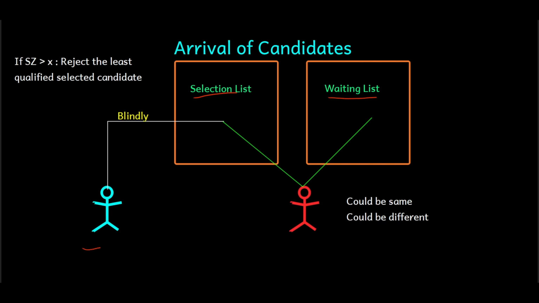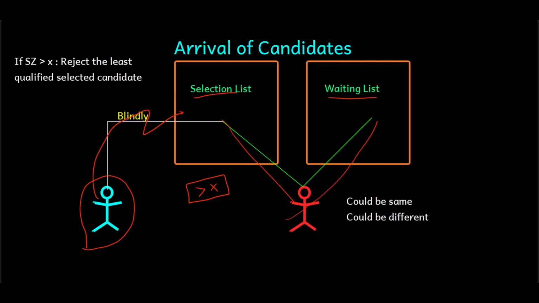Now, once a new candidate arrives, instead of doing manual case analysis, what you can do is you can blindly select this candidate, that is, add this candidate's name in the selection list. Now if the selection list size has grown to more than x, that is, if the number of candidates that you have selected is more than the number of vacant positions that you have, then you can simply reject the least qualified candidate from this selection list. So this candidate will be rejected and it will go into the waiting list.